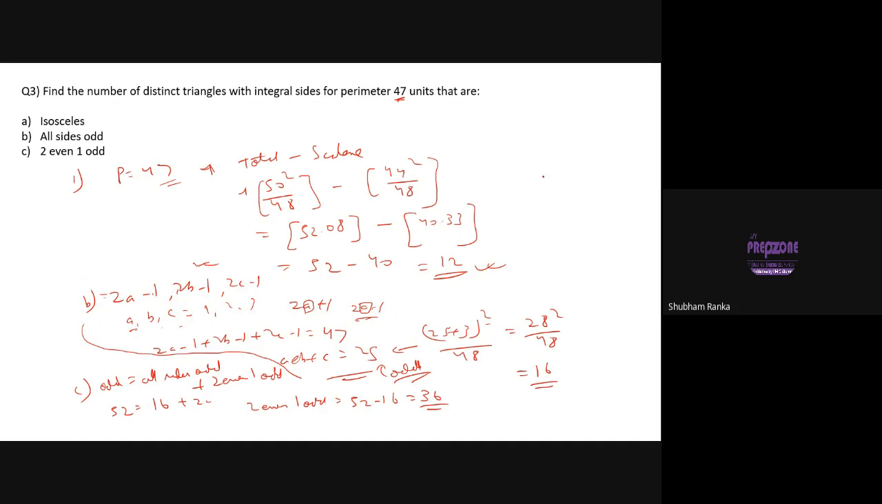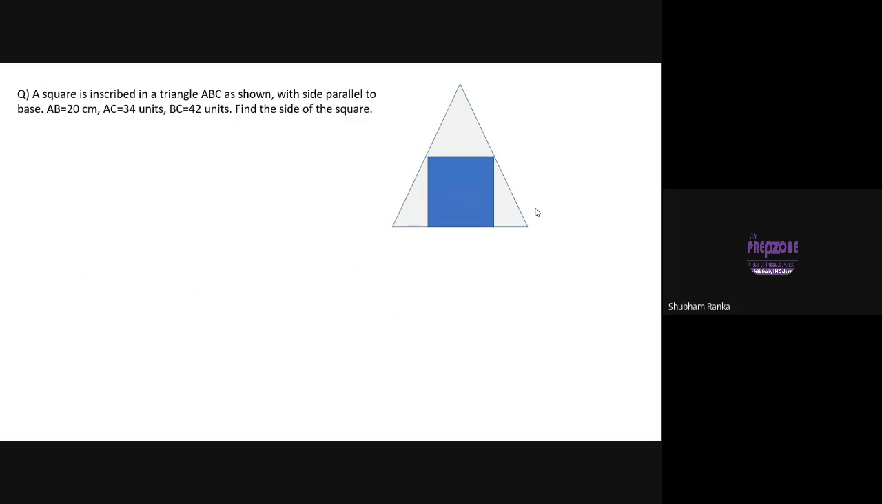Cool. So this is another concept. Going to the next question here. Any questions till now, any concerns till this point?